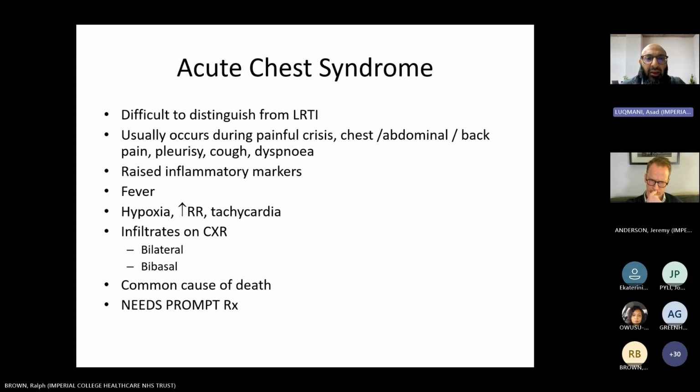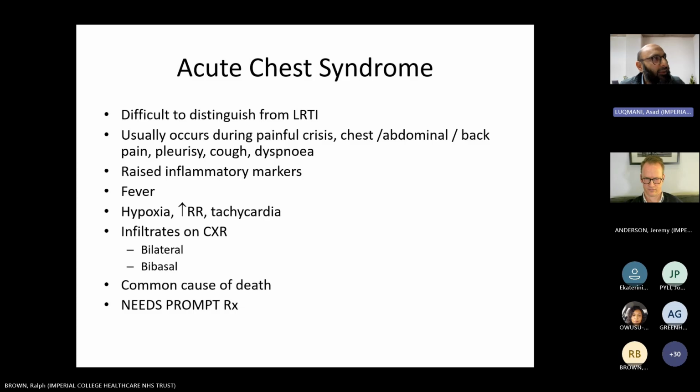Acute chest syndrome, by and large, occurs in the context of a pain crisis as well. So patients will usually come in with severe pain and in addition have the respiratory manifestations as well. Invariably, they will have raised inflammatory markers and usually fever. And then, as I mentioned, respiratory manifestations of hypoxia, tachypnea, and tachycardia.